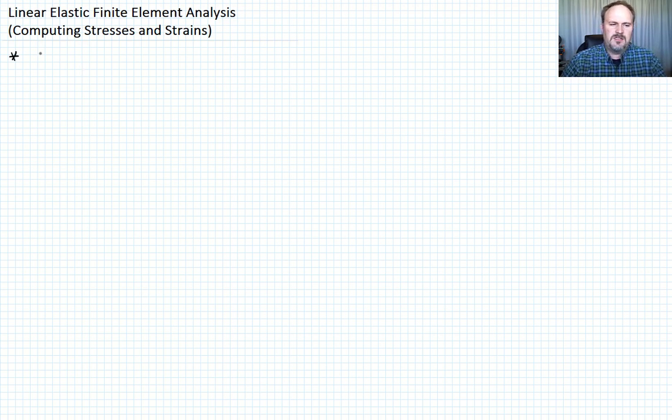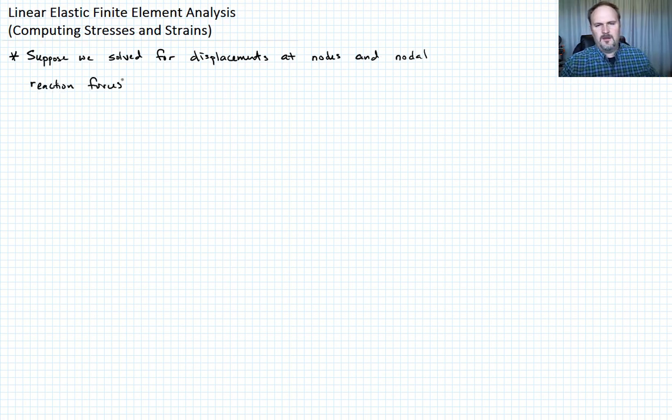Okay, so suppose we've solved for the displacements at the nodes and the nodal reaction forces, right? By solving the equation that looked like K, this is in the static case, times U, the nodal displacements, is equal to the nodal forces vector F. Okay, so the question now: we've got the nodal displacements and the reaction forces. How do we get stresses and strains?